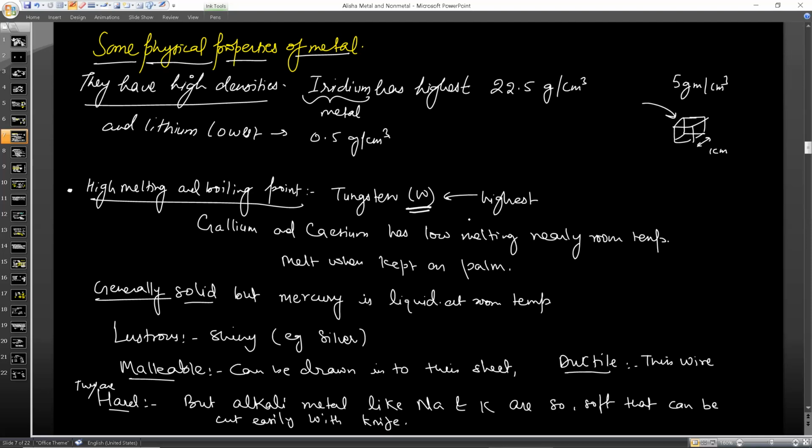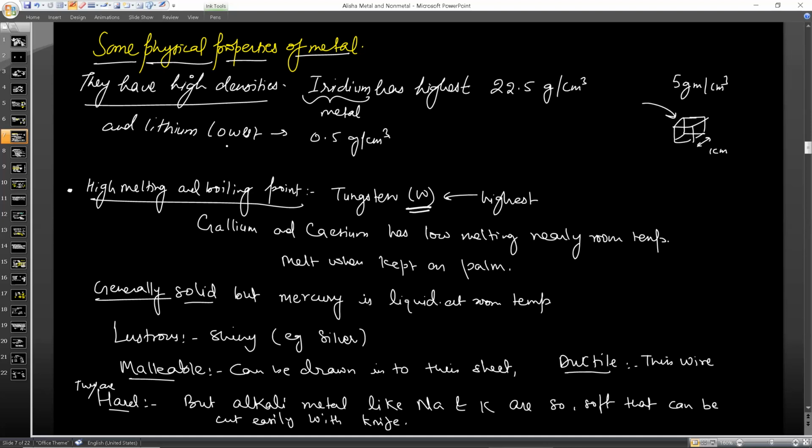Second is gallium and cesium. These are the exceptions. Gallium and cesium are metals that have very low melting and boiling points, near room temperature. It means if you keep one on your palm and rub it, it will melt on your palm. So gallium and cesium are the metals that have low melting points.